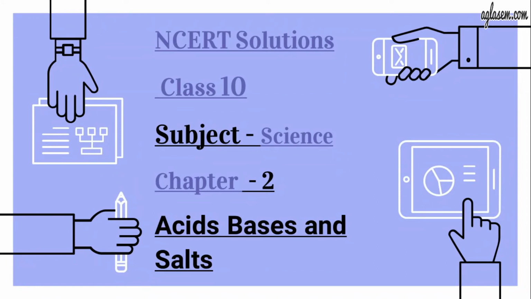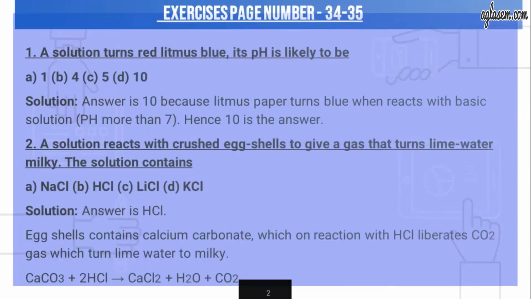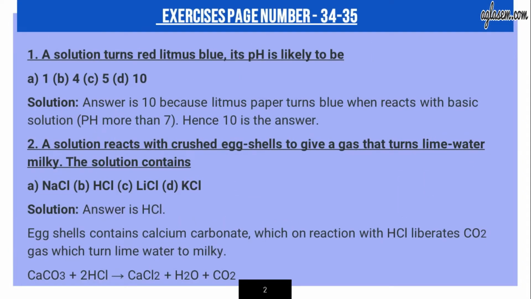So today in this video we are going to cover NCERT solutions for class 10th. The subject we are doing is science, and here we are doing chapter number 2 from the subject science, and the name of the chapter is Acids, Bases and Salts. So guys, let's start with the exercise part. Here the exercise is on page number 34 and 35.